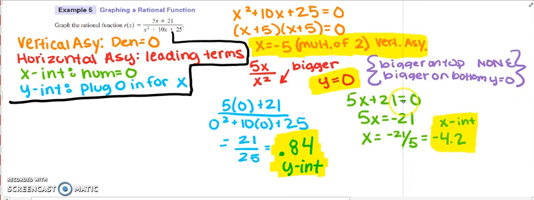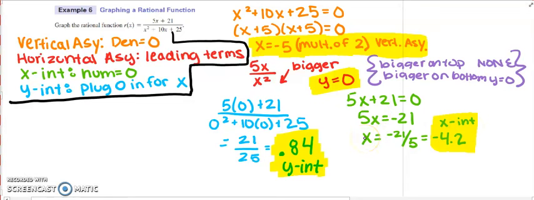X-intercept, numerator equal to 0, solved. I got negative 21 over 5. I converted to a decimal because that's going to be easier for graphing. And then y-intercept, plug in 0, solved, 21 over 25. It's a lot of work, but really it's only just a few lines, and most of you probably don't have to show all of that.